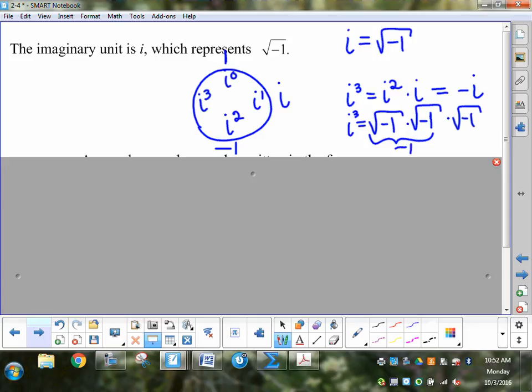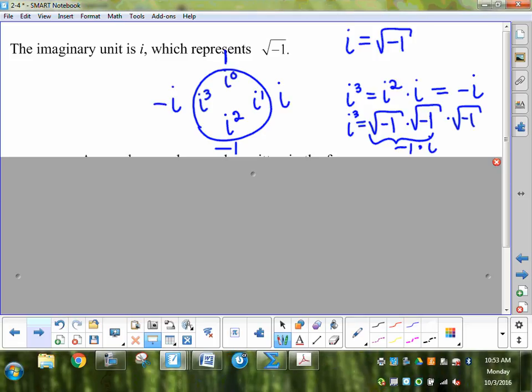-1 times, what's the square root of -1? i. So in either case, that's the justification for it. I'm not telling you you need to memorize the justification, but you should be able to generate this piece. Now, there's one more thing I want to give you to write down, and then we're going to do some evaluations.